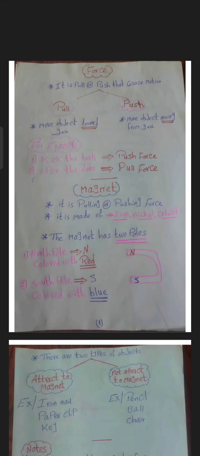North pole. What is the symbol of North Pole? N, and colored with red, as we showed in this figure. Number two, South Pole. The symbol of South Pole is S, and colored with blue. Okay.